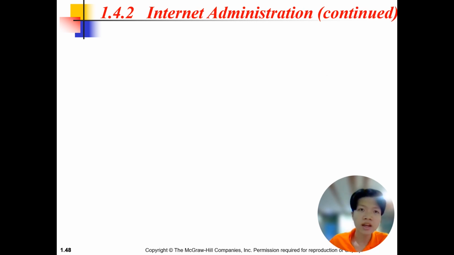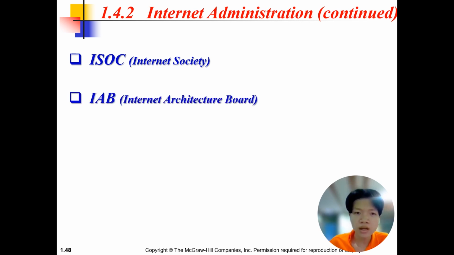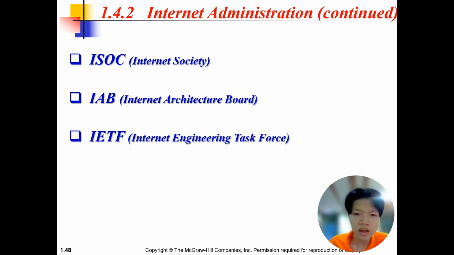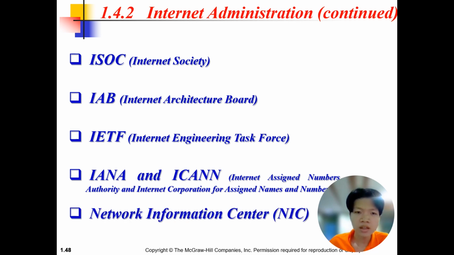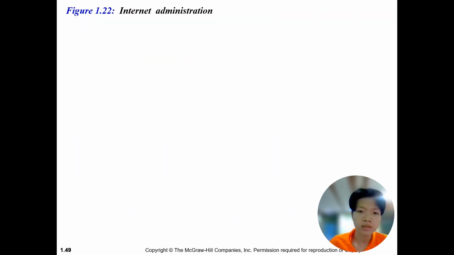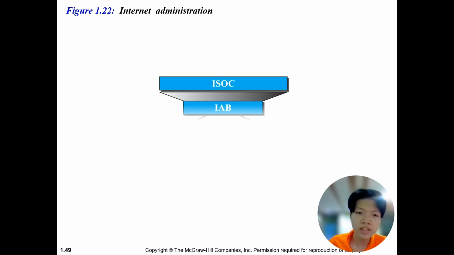Here are acronyms for various organizations or concepts related to the governance and technical infrastructure of the Internet. These terms are often referred to as ISOC, IAB, IETF, IANA, and ICANN, and Network Information Center. Here is a figure of Internet administration.